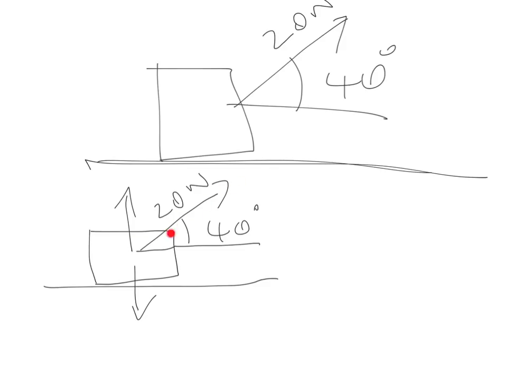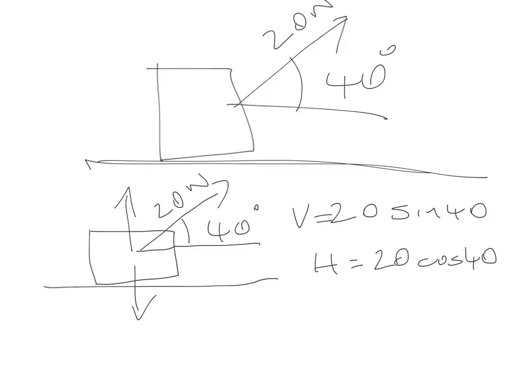So this force will have vertical and horizontal components as well. Let's look at how we're going to calculate those. The vertical component will be 20 sin 40, and the horizontal component of that tension will be 20 cos 40.